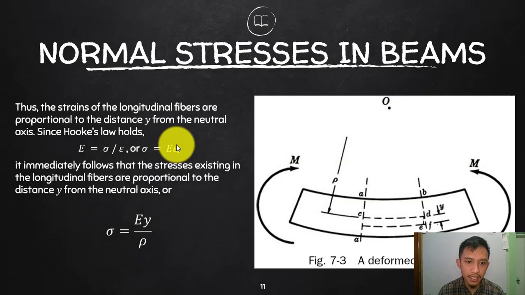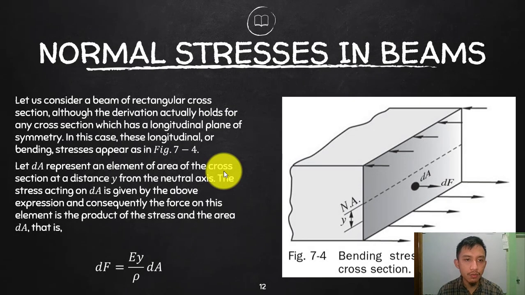So you can change that epsilon into Y over rho. Therefore, you will have a new equation for stress, which is in terms of the distance of the fiber under consideration to the neutral axis or neutral surface, and then of course with respect to the radius of curvature of the neutral axis under deformation. Okay, so we will be using that one later on.